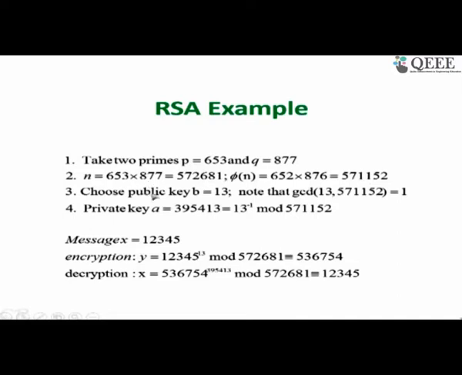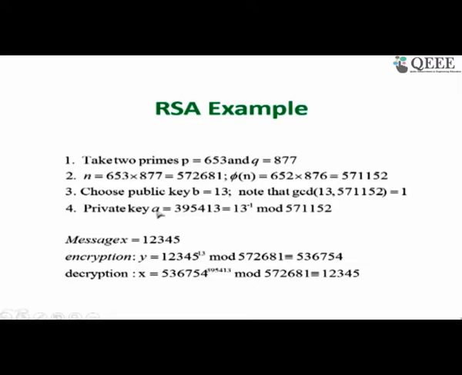Then Bob would randomly choose a public key B, in this case 13, such that the GCD of 13 and phi of n is 1. From this he would find the inverse of B mod phi of n, that is 13 inverse mod phi of n, that is 571152, and he gets this to be 395413. So this is the private key A.